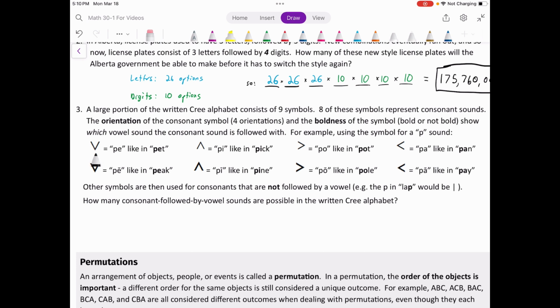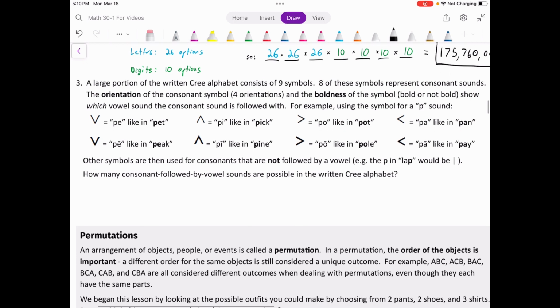Pretty cool, okay? And so there's 8 of these for 8 different consonant sounds. And you can imagine with that and the orientation and the bolding or not bolding, it's a pretty efficient way to actually represent a lot of different sounds. Pretty cool, okay? So there's other symbols, as I mentioned, that are then used for consonants that are not followed by a vowel. So for example, the P that's in lap, right? We're not saying lap-pa or lap-po, we're just saying lap, and we want to end it with just p, right? It's actually just a vertical line, okay?